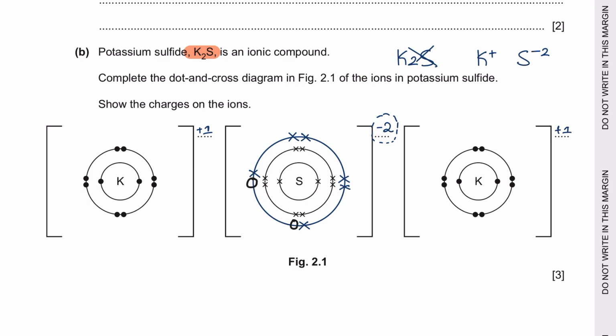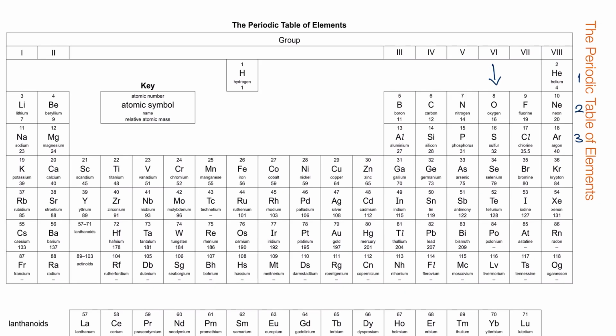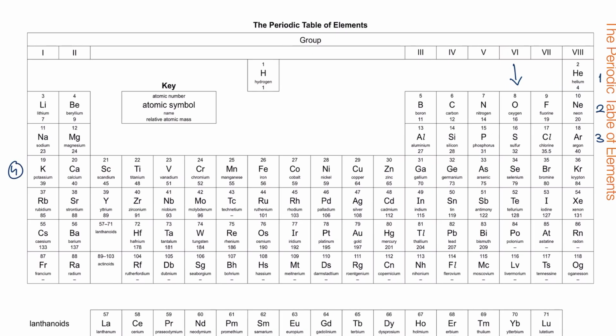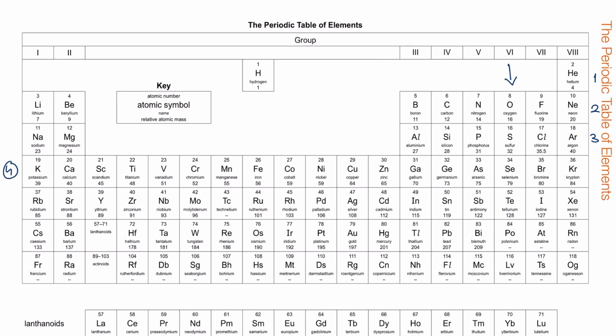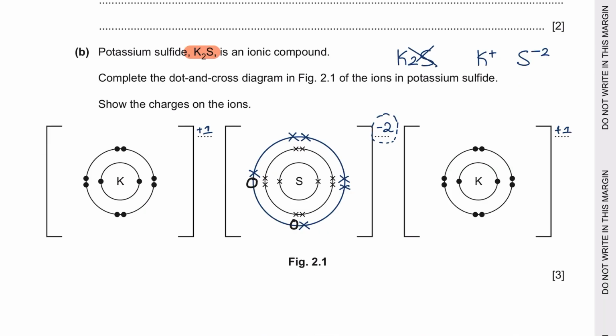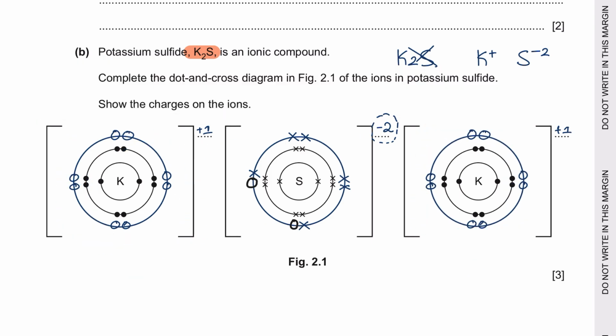A common mistake in this paper was that many students forgot to draw the shell of the potassium ion, as potassium is in the fourth period. So a potassium atom is going to have 4 electron shells. As now it has lost one of its electrons, the outermost electron, it will have the same electronic configuration as argon. So it will have 3 electron shells, and the outer shell is going to be full, just like that. Let's move on.